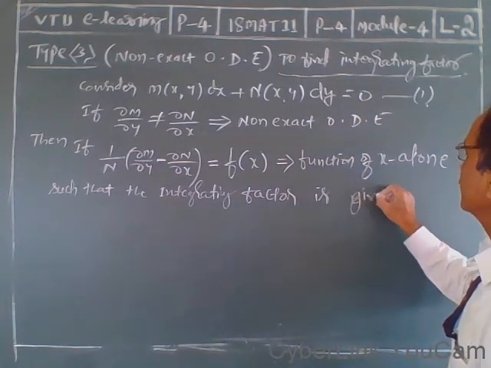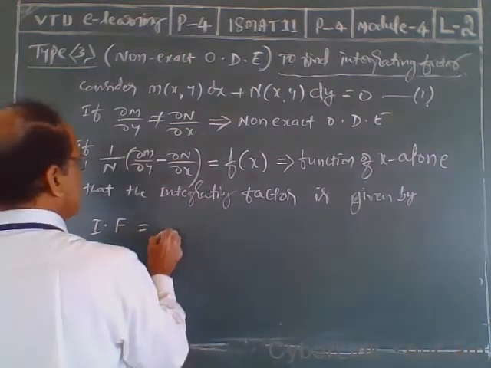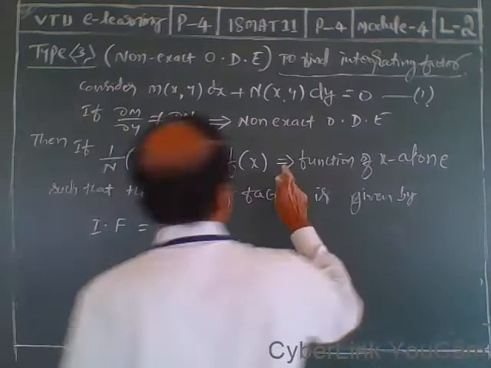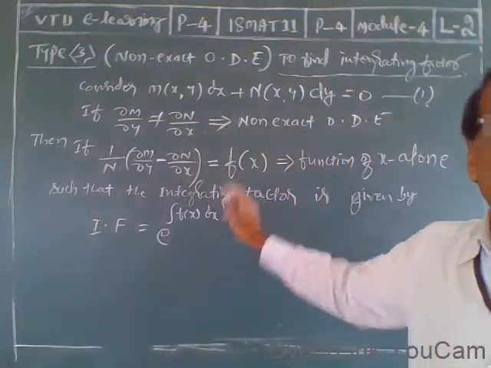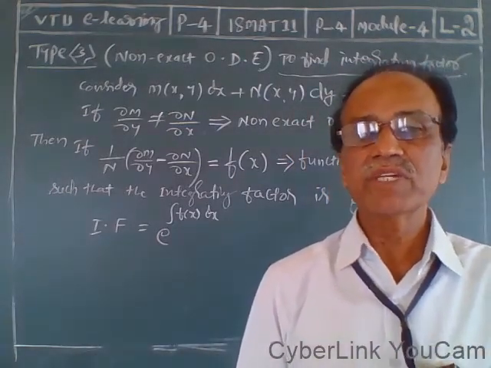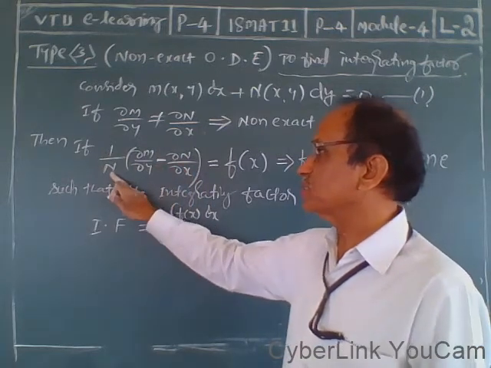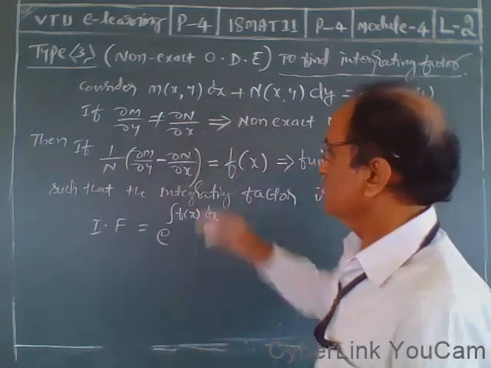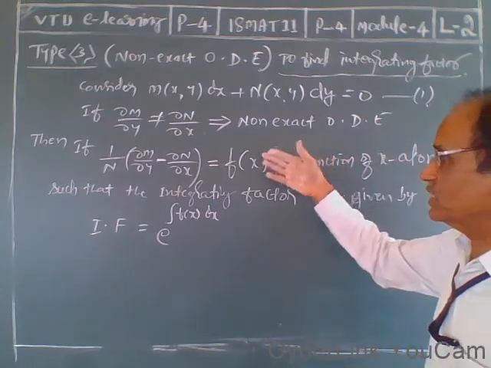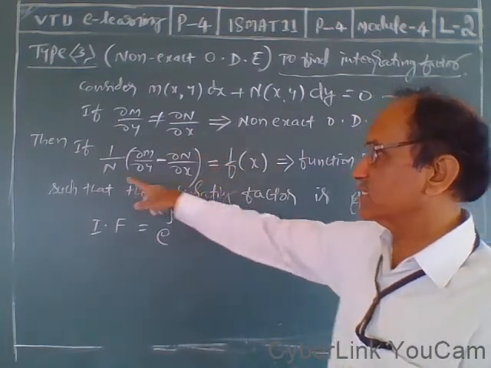is given by IF equal to e to the power integral of f(x) dx. Function of x alone means you have to expect with the condition that the symbol y should not be there. Even if it is a constant, once you divide this difference by the second coefficient of the differential equation, it should be treated as a function of x alone. Then when it is a function of x alone, it may be a constant or it may be in terms of x. Therefore, in the absence of y, you have to discuss when N is divided.